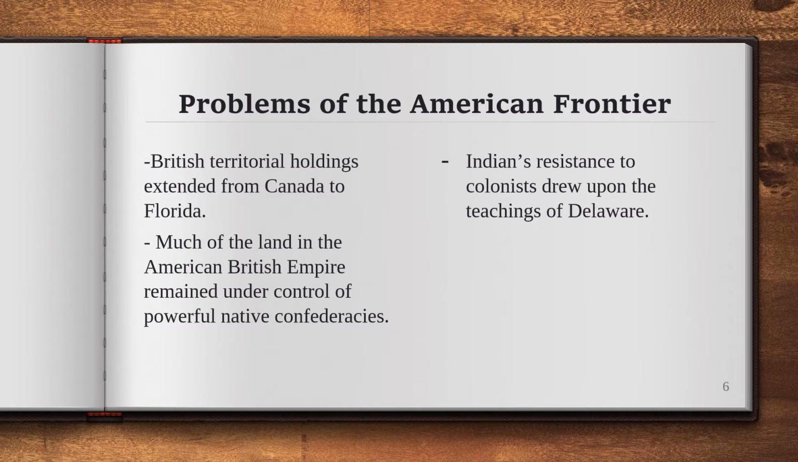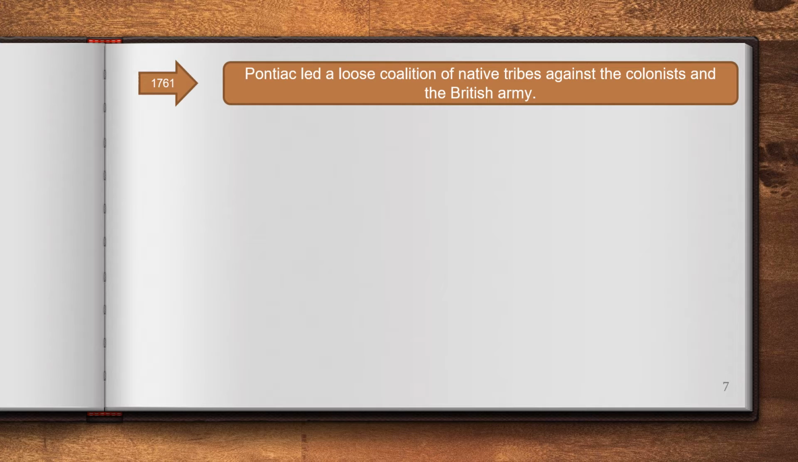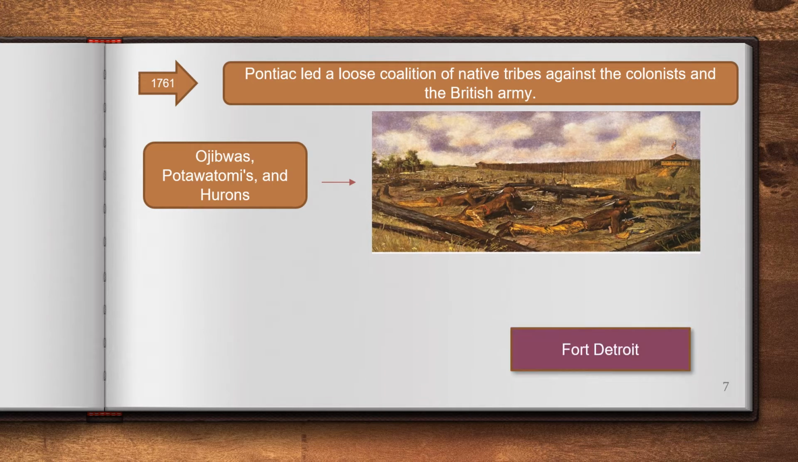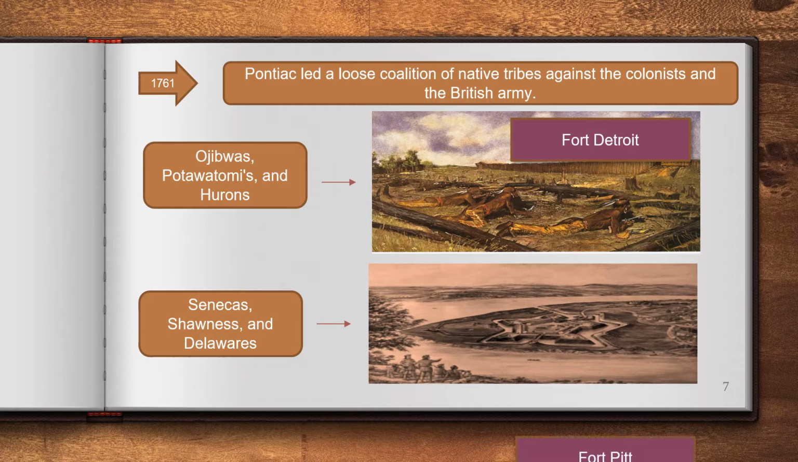And Indians' resistance to colonists drew upon the teachings of the Delaware, also known as Lenni Lenape, Prophet Neolin, and the leadership of Ottawa War Chief Pontiac. He was actually a spiritual leader and wanted to expel Europeans from their land. That is why Neolin's belief united Indians from villages, and they decided to rebel. So this is it. In 1761, Pontiac led a loose coalition of native tribes against the colonists and the British Army. So the Ojibwas, the Potawatomis, and the Hurons went to Fort Detroit, while the Senecas, the Shawnees, and the Delawares went to Fort Pitt.